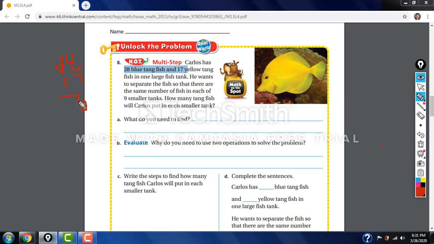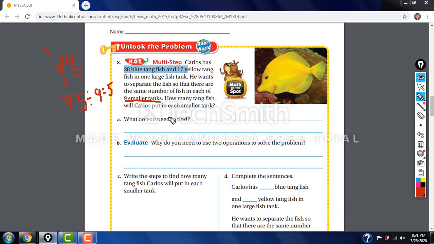And that gives me what? 2, 3, 45. That gives me 45. And then how many are going to be in the smaller tanks? Okay. How many smaller tanks do they have? 9. How many total fish? 45. 45 divided by 9 equals what? Equals 5. So I worked this out first. Now I get to answer these questions.